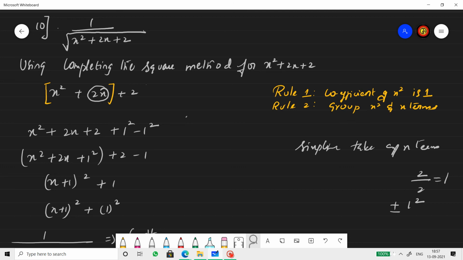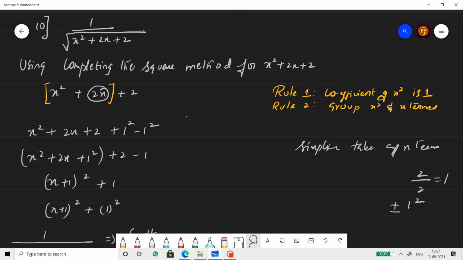Now completing the square is a very old method, and I think we have been learning this consistently from 10th standard. Now x square plus 2x plus 2, the rules to be followed. Rule number 1, do not have a coefficient for x square. Make sure that there is no coefficient for the x square term. And if there is one, get rid of that by multiplying and dividing by that number. Say if I have a 5 here, then I'll multiply and divide by 5, so that I can get rid of that particular number. So that is rule number 1.